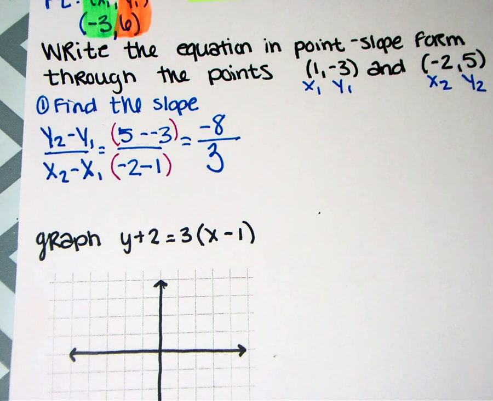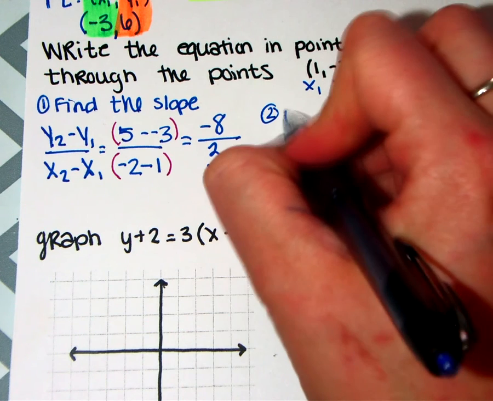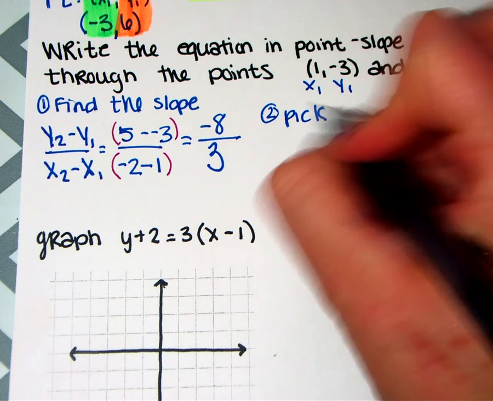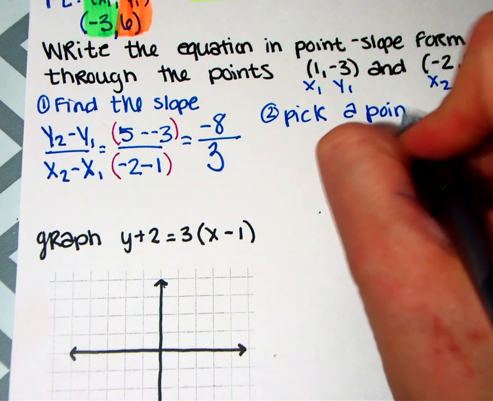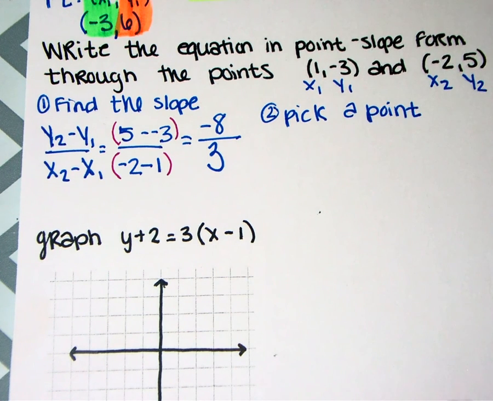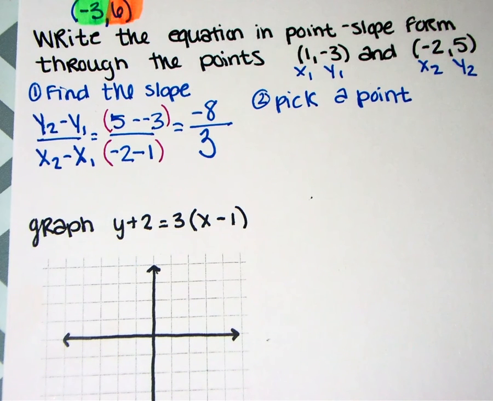Once you find the slope, step 2 is to pick a point and sub. So pick a point. Here's the part you don't like. There's 2 points, and you want to say, well, I don't know which point to pick. Here's the good thing. You can pick either one. It doesn't matter. There's 2 answers to this problem, just depending on what the point you pick.